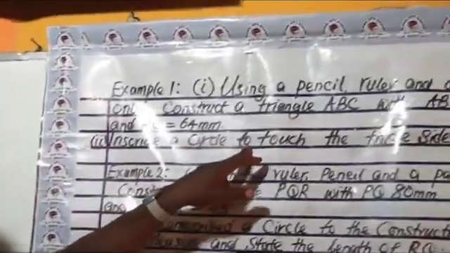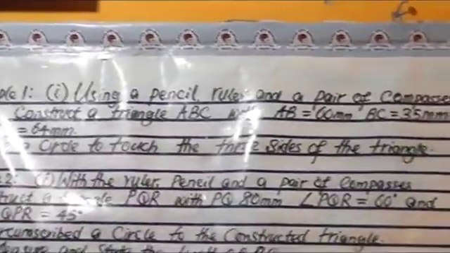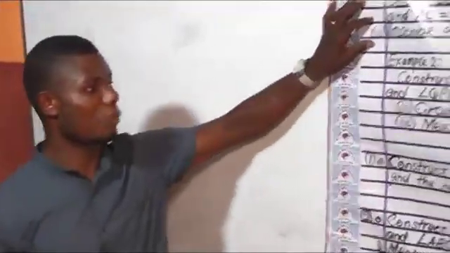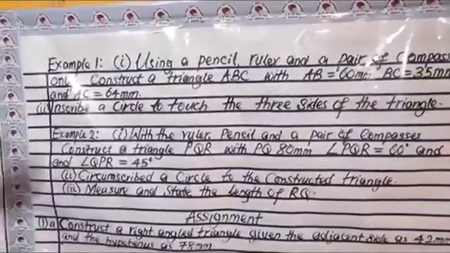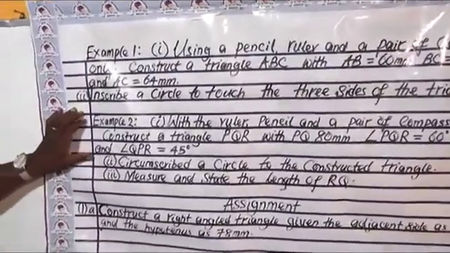The second part of the question said we should describe a circle to touch the three sides of the triangle. Let me skip this part of the question now. To describe a circle to touch the three sides of a triangle, in our next class, we are going to look into that. Alright, let me just go into this example 2.